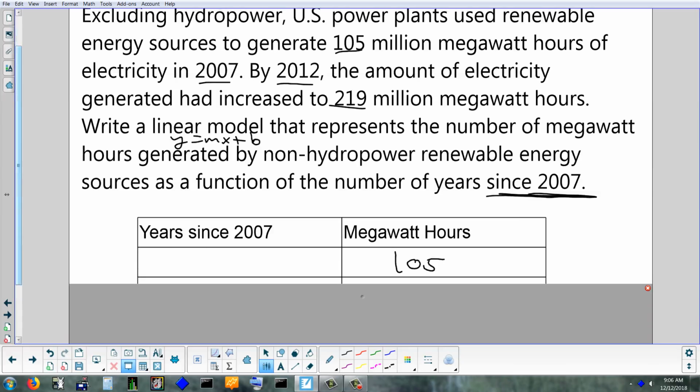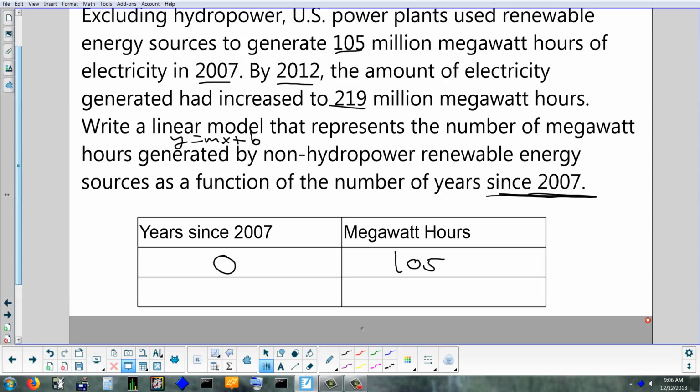Now, what year was that in? 2007. How many years away from 2007 is 2007? 0. That's where you start. So when we look at years since 2007, you look at your year, you look at what it says, and you figure out how far away it is. So Mr. Roy said there'd be one with a 0, and there you go.